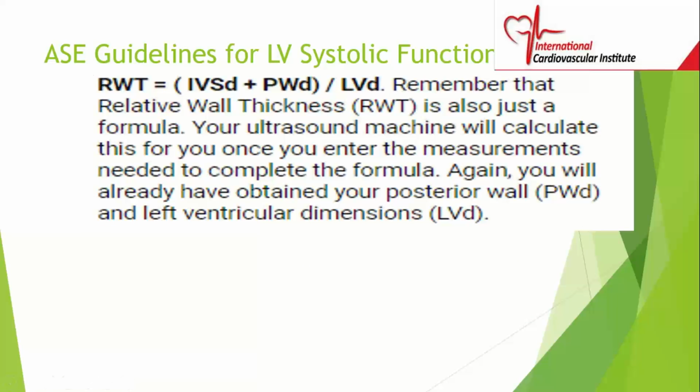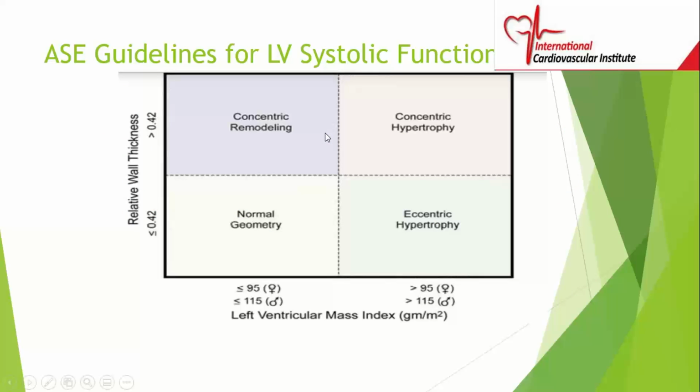Another thing that you need to get in order to evaluate these patients is the relative wall thickness. So you need to get relative wall thickness in order to fully evaluate these patients to see what category of hypertrophy they have. And to get the relative wall thickness, you need the interventricular septum in diastole and the posterior wall, and you're going to divide by the left ventricular internal dimension in diastole. Okay, so that's the relative wall thickness.